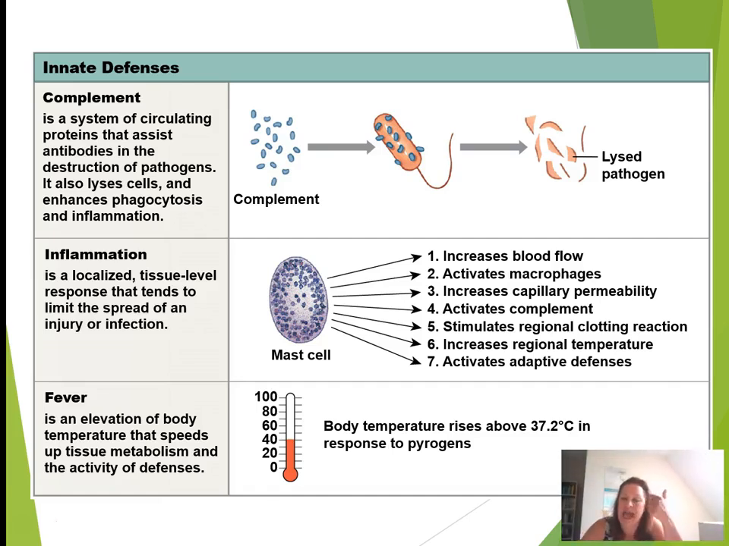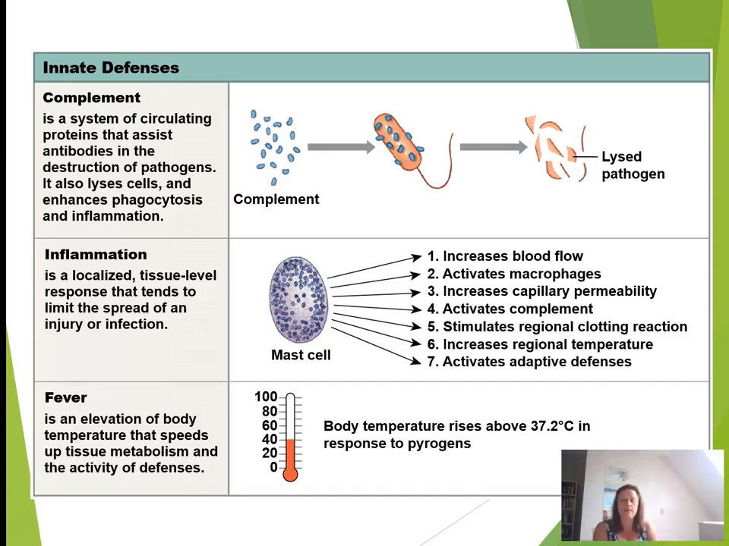Increases blood flow, activates those chompy macrophages, increases permeability, meaning fluid to the area, activates complement, which means antibodies, stimulates clotting reaction, meaning we're going to encapsulate it, increases the temperature, means we're going to cook it. Whatever's in there, we're going to increase that temperature and we're going to really cook whatever it is. And then it's going to activate our secondary line of defense, which are the adaptive defenses. So inflammation is incredible, right?